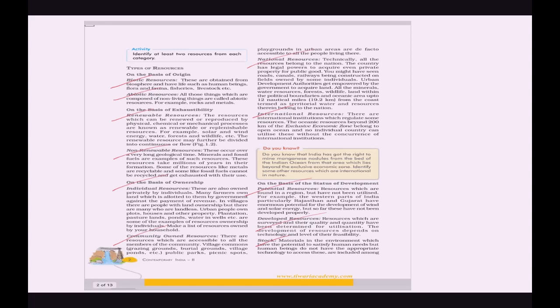Now students, talking about the other criteria, that is on the basis of exhaustibility, means on the basis of use. It's divided into two parts, that is renewable and non-renewable. Renewable resources, the resources which can be renewed or reproduced by physical, chemical, or mechanical processes, are known as renewable resources. Means we can create it again. For example, solar energy, wind energy, water, forest, and wildlife, etc. are renewable resources.